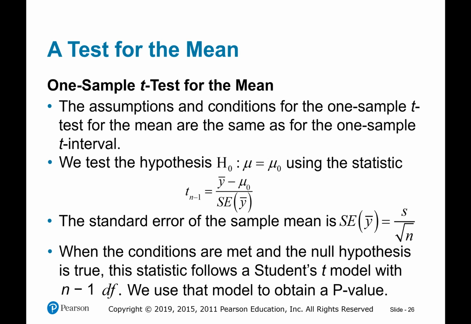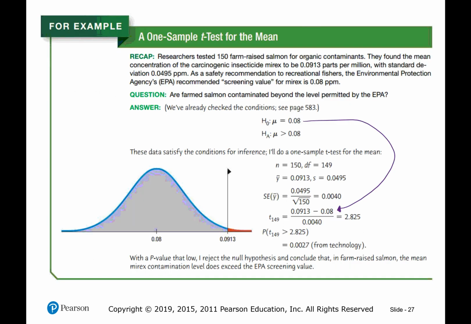Can keep going. A one sample t-test for the mean. Okay, so now we're talking about hypothesis testing. Again, we write the null hypothesis, trying to keep it as neutral as possible. We're going to use the same standard error. We're going to use the same number of degrees of freedom. And we're going to use a one sample t-test to get a p-value, just like we did before.